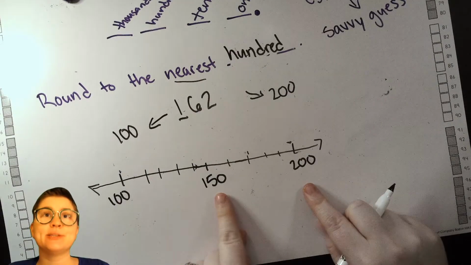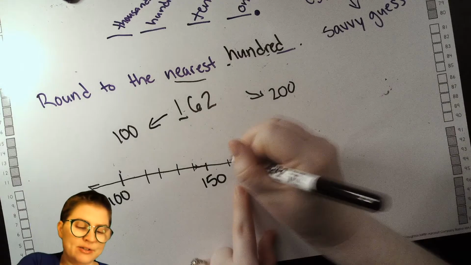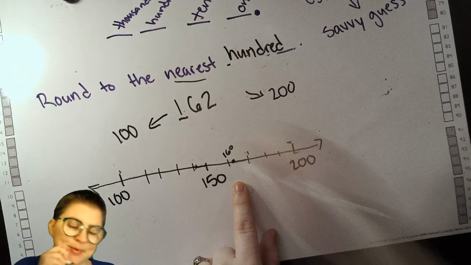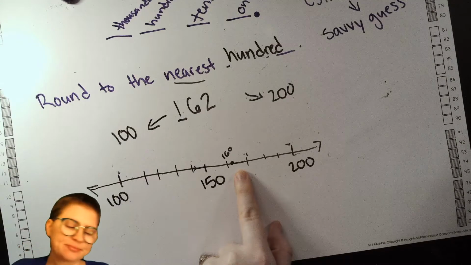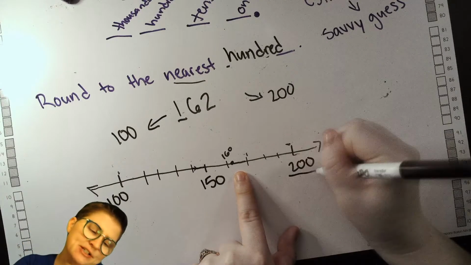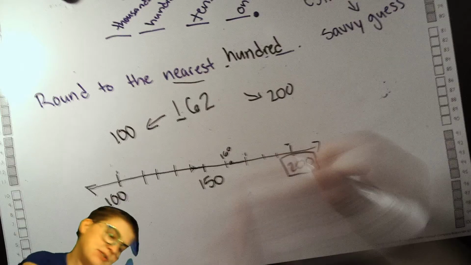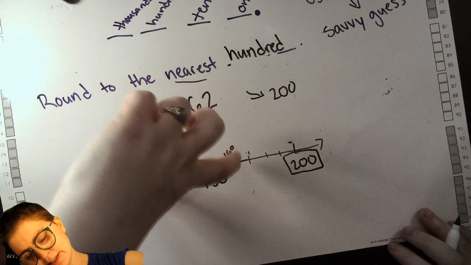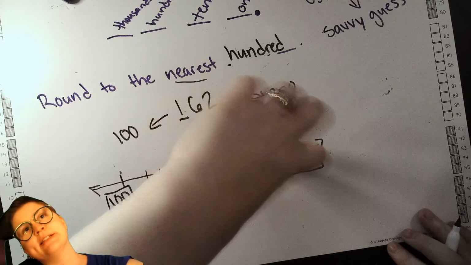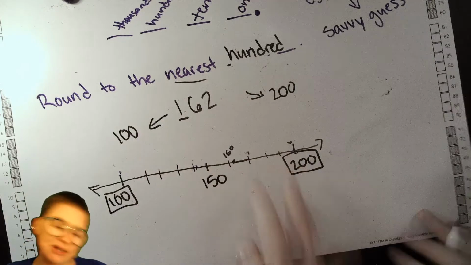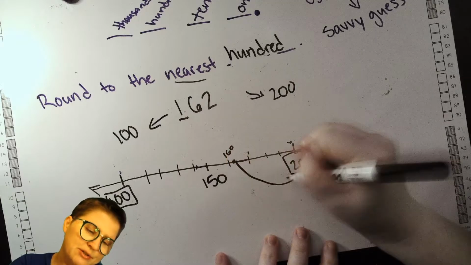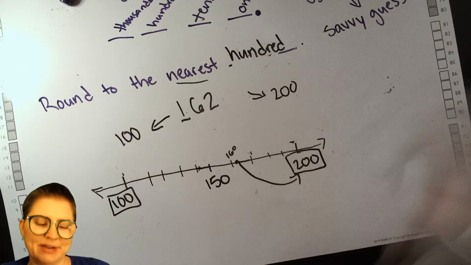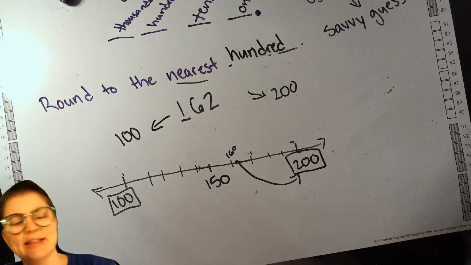All right. Now, where does 162 fall in between this 100 and 200? It'll be past the 150, right? It'll be over here. So 160 would be right here, and then 162 would probably be right there, just a little bit past it. Then you ask yourself, which 100 is it closer to? The 200 or the 100? Look at that distance. It's much closer to the 200. Okay? All right. Hopefully that's sounding familiar.